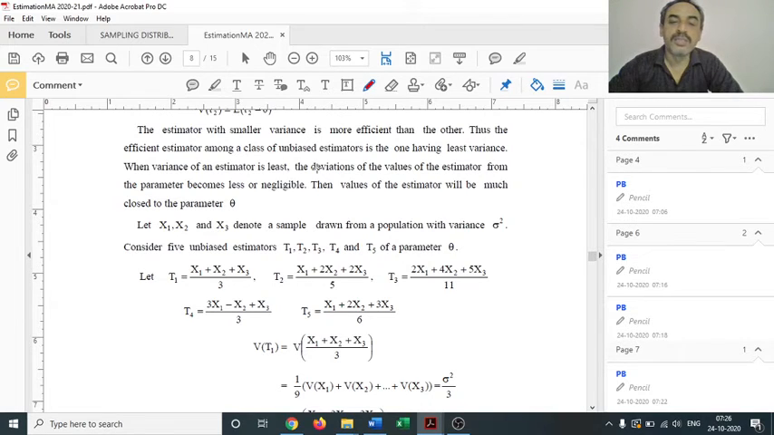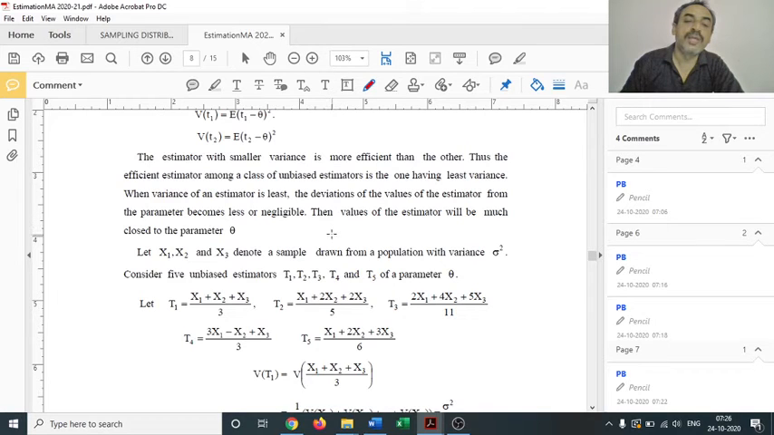Variance less means the variables are almost in the surroundings of this mean, or the differences of the values from the mean are lesser, then variance becomes smaller. It means that if observations are very close to the population mean, variance will be smaller. So an efficient estimator is one whose observations cluster around the population mean. So the least variance estimator is said to be the most efficient estimator.